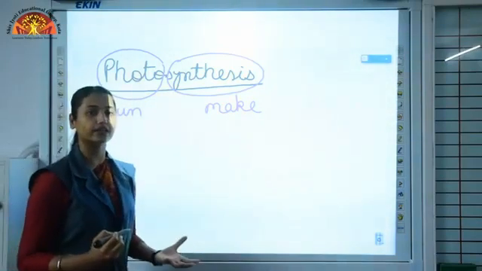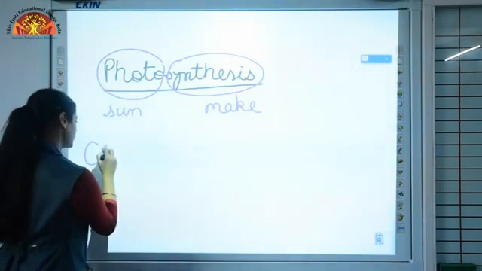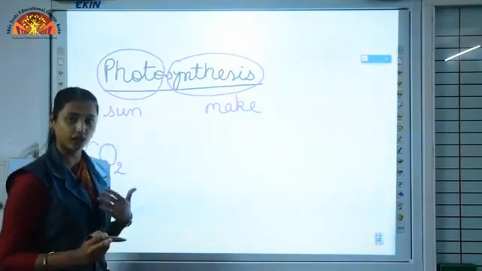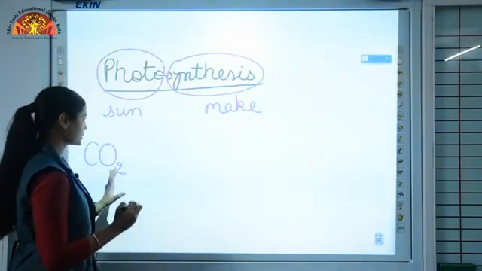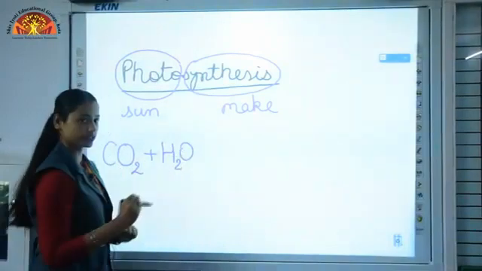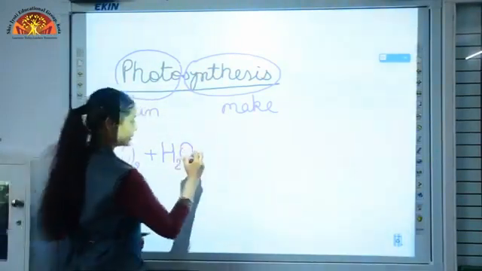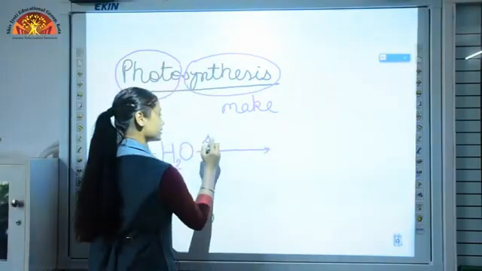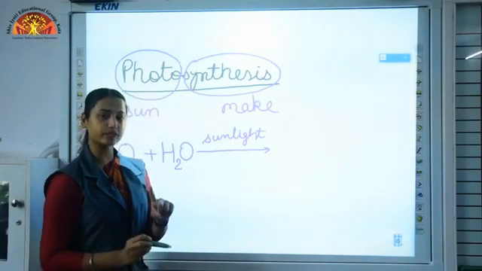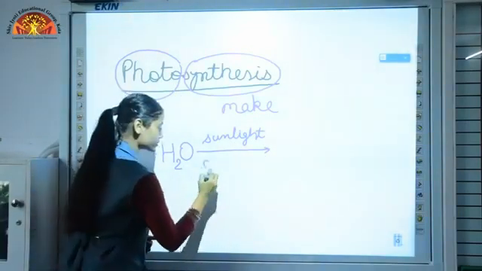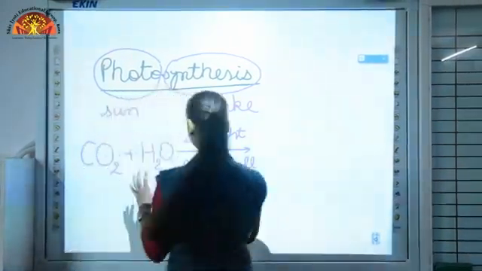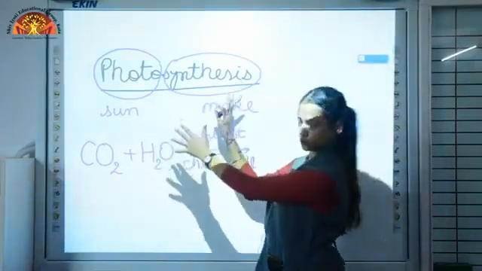Now what do they require? What is their need? Plants need carbon dioxide. You have some idea that we intake oxygen to survive. Plants take carbon dioxide in photosynthesis. Plus they take water. Water from where? Water from the soil. In the presence of sunlight, and there is one more thing which is present in the leaf of plant, which is known as chlorophyll. So these are the requirements to perform photosynthesis.